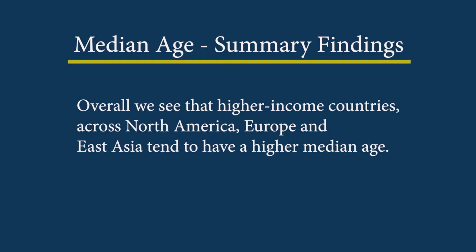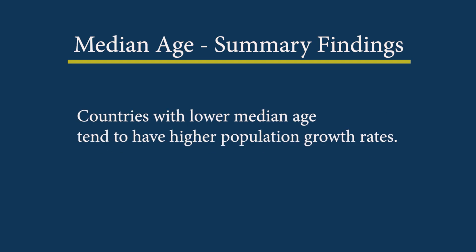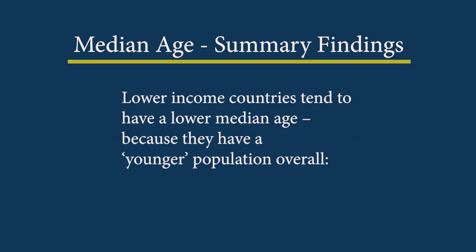Now, the summary findings regarding median age. Overall, we see that higher income countries in North America, Europe, or Asia show a tendency to have a higher median age, and countries with lower median age tend to have higher population growth rates. So lower income countries tend to have a lower median age because they have a younger population overall, and due to high fertility rates, that may be the reason.